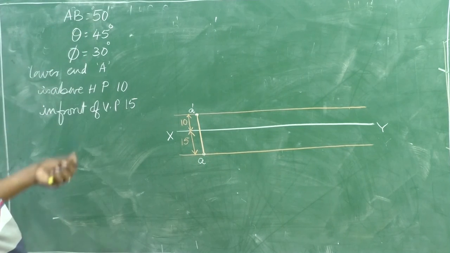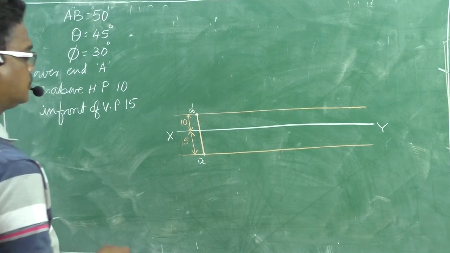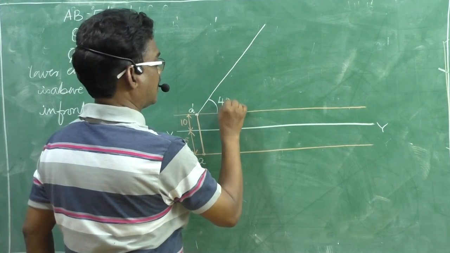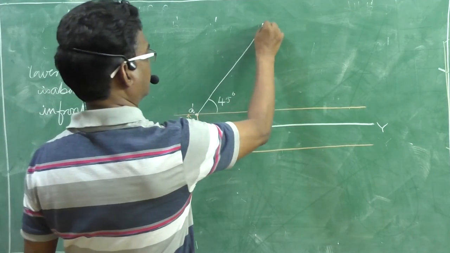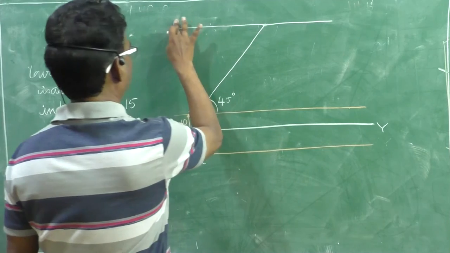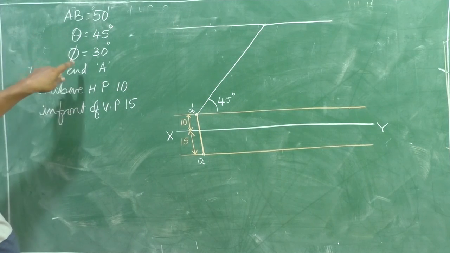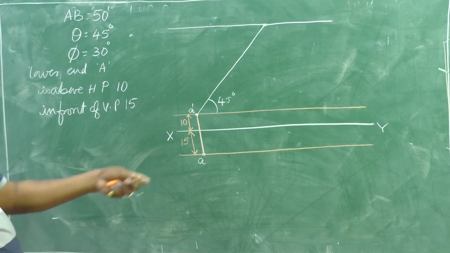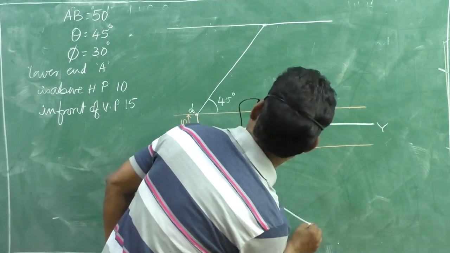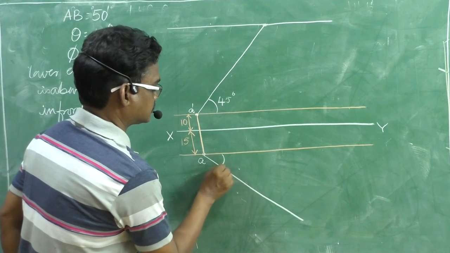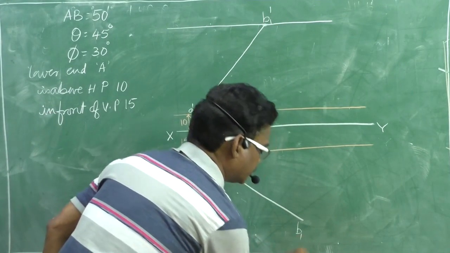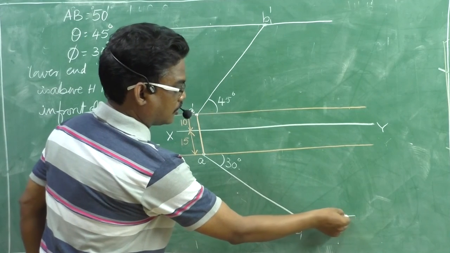Now, by considering true length 50 mm and true inclination with HP, this is 45 degrees and true length 50 mm. Let it be here. Okay, and draw the locus line for this. Now, by considering true length and inclination with VP, the true inclination with VP is visible in the top view. Okay, 30 degrees. This is 30 degrees. And this is B1 dash and this is B1. Right. Now here also we need to draw the locus line.